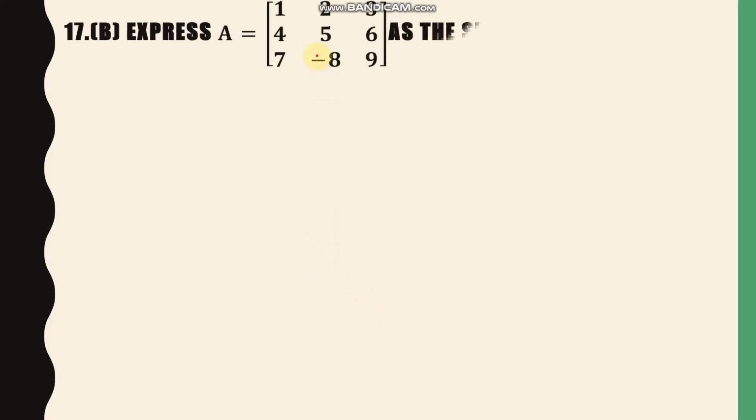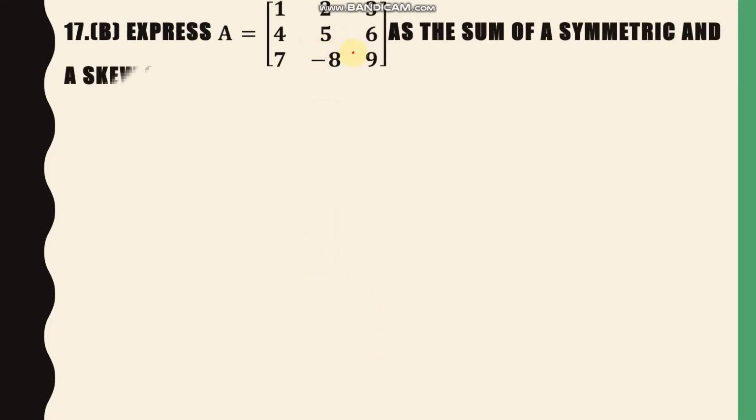Now 17th question, B part. Express A = [1 2 3; 4 5 6; 7 8 9] as a sum of a symmetric and a skew symmetric matrix. So there are 5 steps in this question. You have to follow those 5 steps.